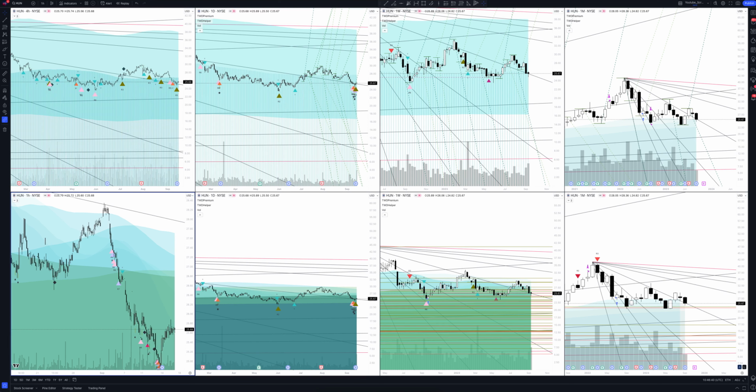Today we will take a look at Huntsman stock. Let's analyze the market situation and find out how you can make money on it. Let's start.